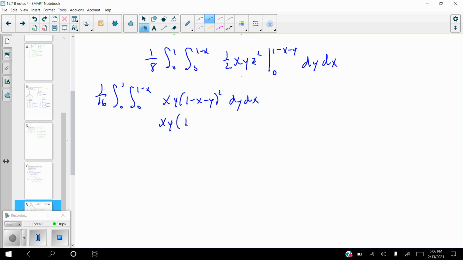multiplying 1 times 1 is 1. 1 times negative x is negative x. 1 times negative y is negative y. So then I have to multiply the negative x times every piece, which is going to give me a negative x, a positive x squared, and then a plus xy. And then I've got to multiply the negative y by every piece, which is going to give me minus y plus xy plus y squared. So as you can see, that's going to get a little lengthy. dy dx, write the other integrals down.